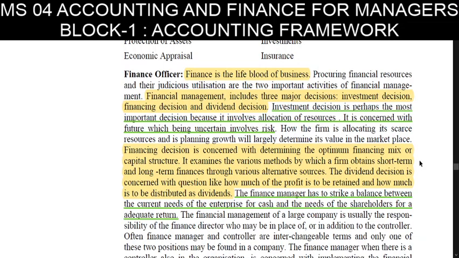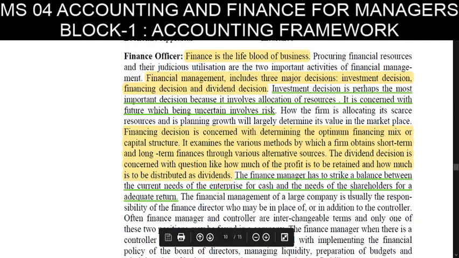The next part is dividend decision. The dividend decision is concerned with questions like how much of the profit is to be retained and how much is to be distributed as dividends. Once the project is completed, we estimate the revenues, estimate the profit, and decide how much is to be shared with the shareholders. The finance manager has to strike a balance between the current needs of the enterprise for cash and the needs of the shareholders for an adequate return, balancing between the working capital and the dividends.